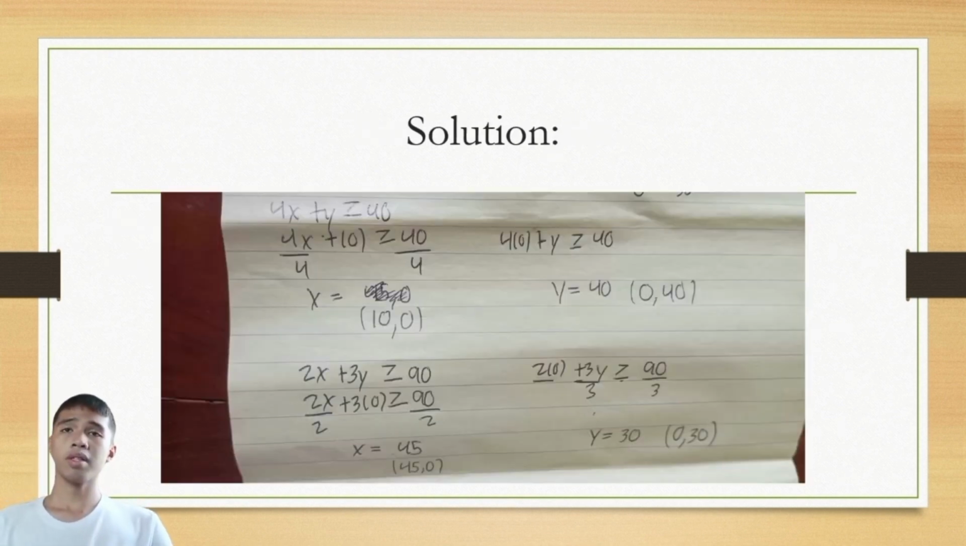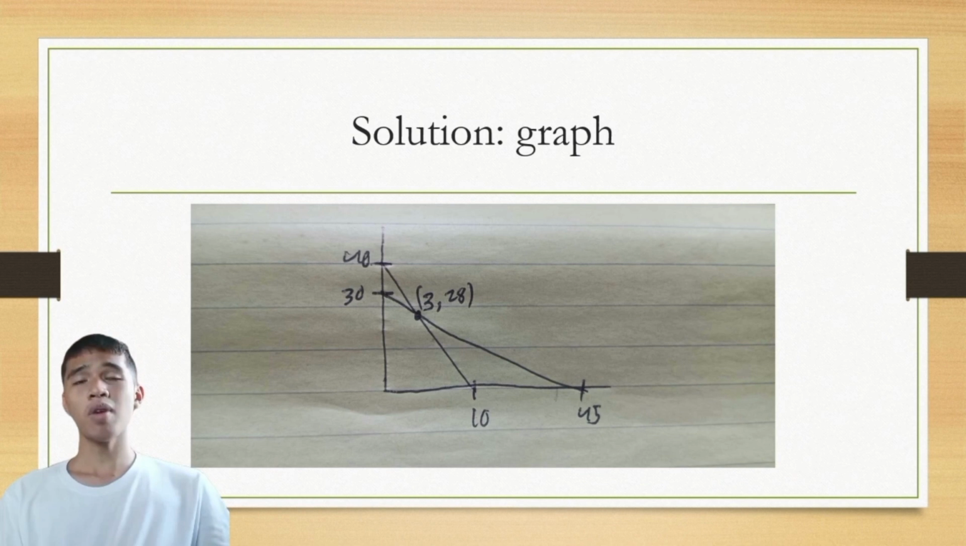So let's solve for our constraints. For 4x plus y greater than or equal to 40, let x be 0, we get y equal to 40, and when we let y equal 0, we get x equal to 10. For our second constraint, 2x plus 3y greater than or equal to 90, we let y equal to 0, we have x equal to 45, and we let x equal 0, we have y equal to 30. Here is the graph of our solution based on the constraints that we have just solved.